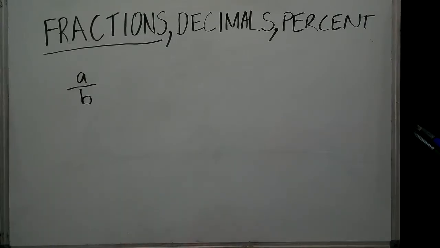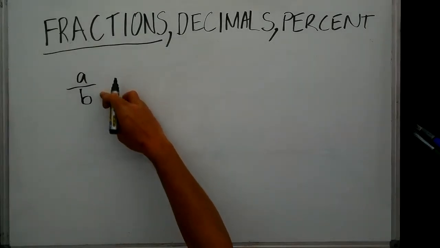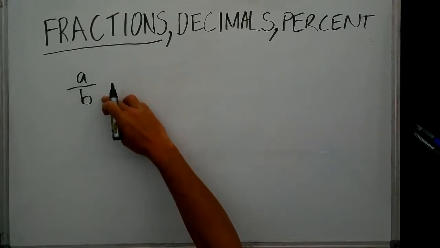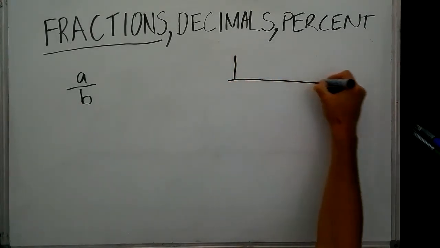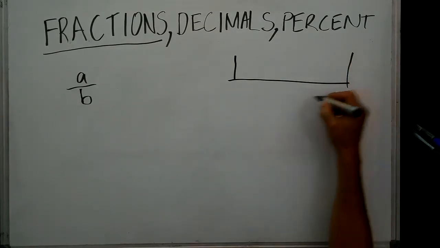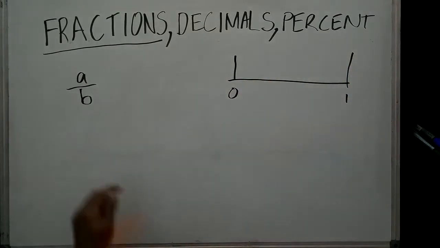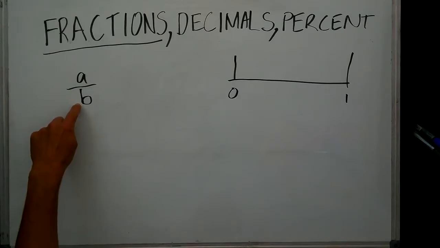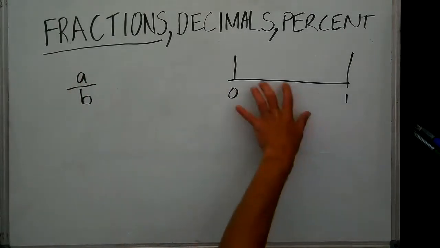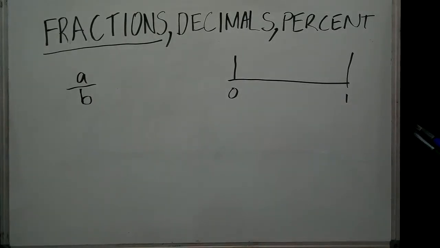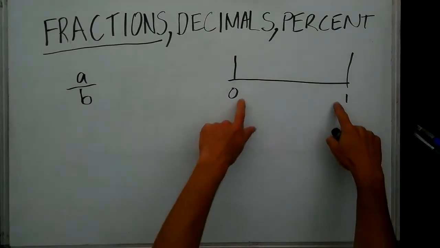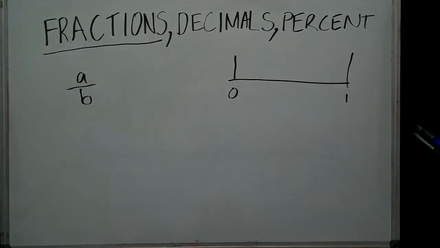In general, we sort of say that A is going to be less than B, and in that case, in our number line, if A is less than B, then this fraction is going to be somewhere between 0 and 1. A can be bigger than B, but it just means we've got a whole number added on plus something in this interval.